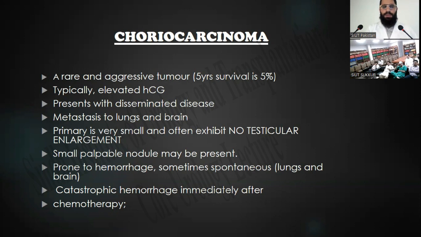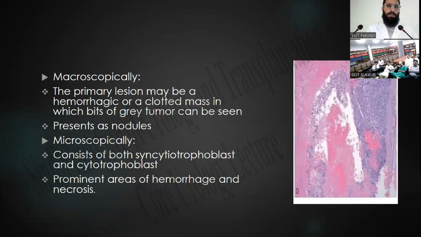These are prone to hemorrhage, sometimes spontaneously, in the metastatic sites that are lungs and brain. Catastrophic hemorrhage immediately after chemotherapy may occur. Macroscopically, the primary lesion may be a hemorrhagic or a clotted mass in which bits of gray tumor can be seen and presents as nodules. Microscopically consists of both syncytiotrophoblasts and cytotrophoblasts. Prominent areas of hemorrhage and necrosis are seen.